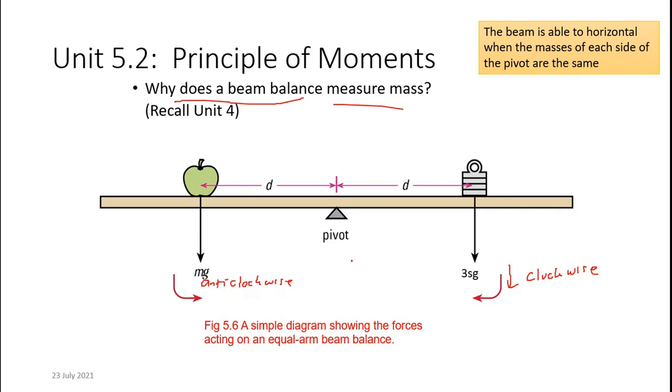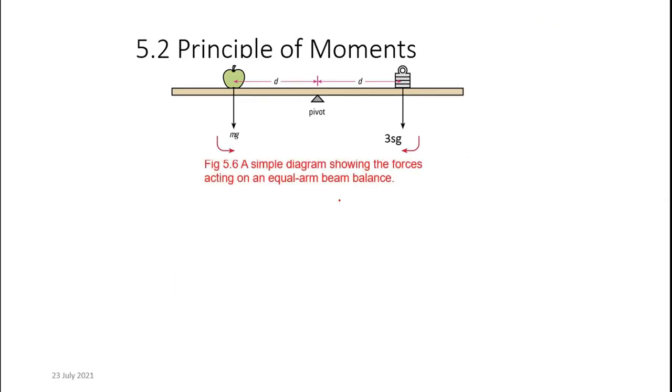For example, with this balance, we can use the standard mass to measure the weight of an apple, because the position of the beam is horizontal. This is horizontal. It shows the beam is balanced. Now we check how a beam balance measures mass.